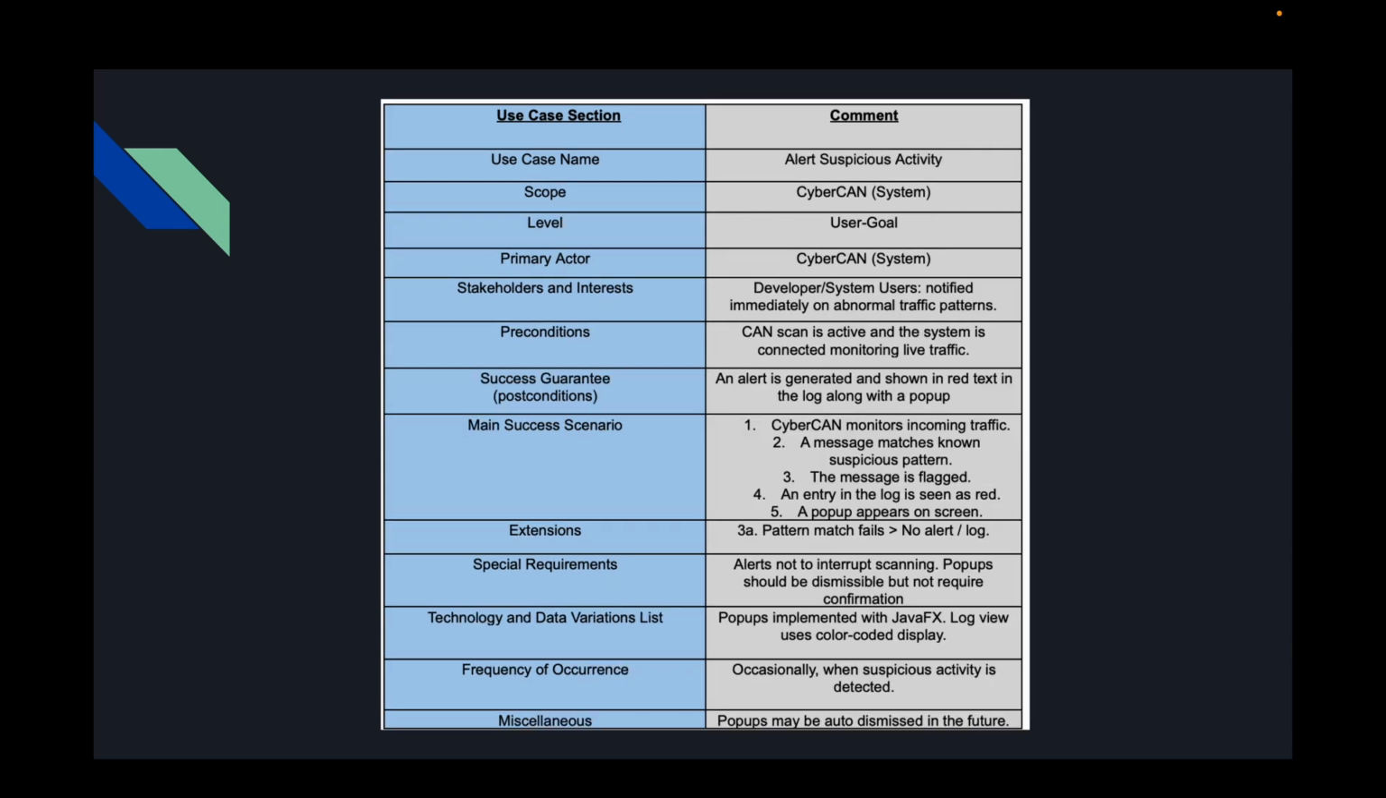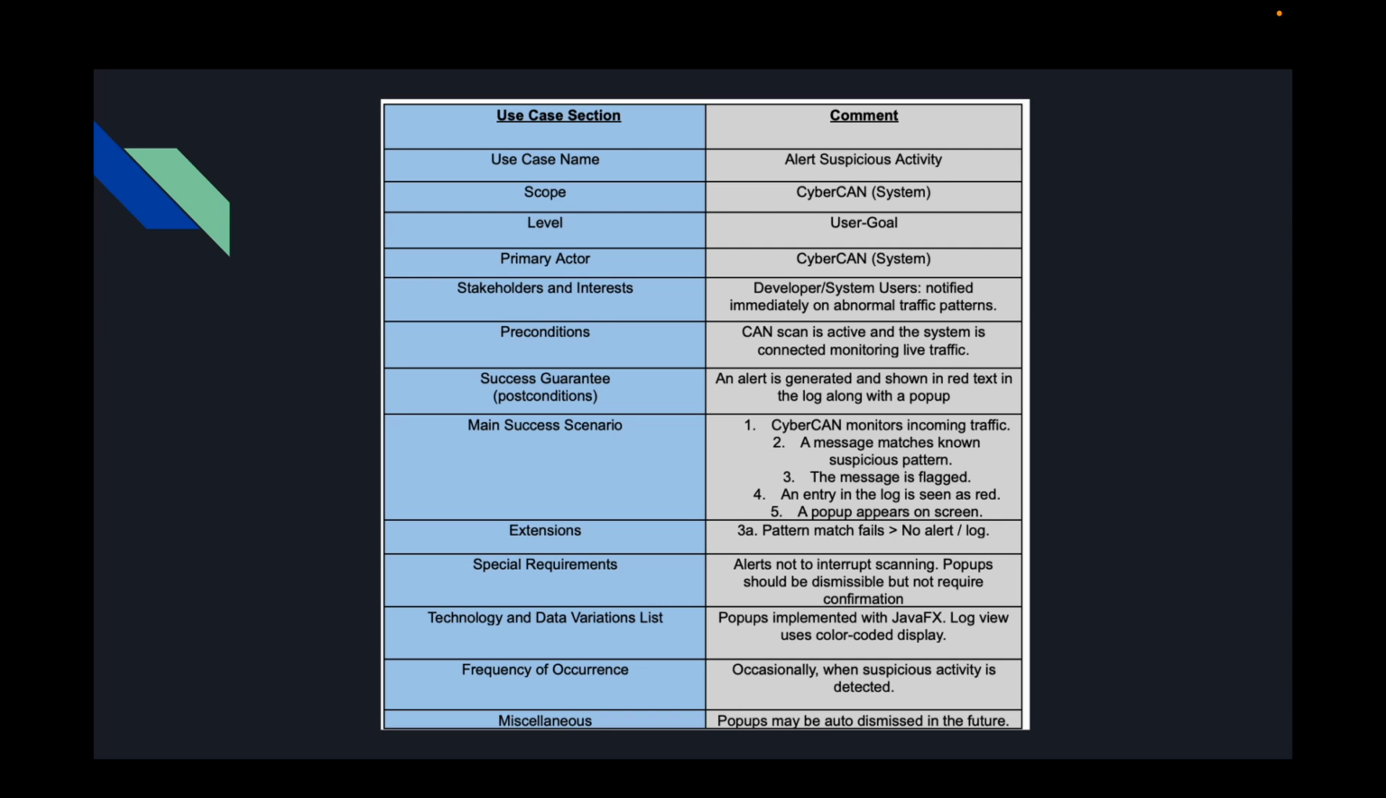The next one is alert suspicious activity. This is also used by CAN. The level is user goal. Primary actor is CAN. Stakeholders and interests are the developers and system users, so that they can be notified immediately when there's something abnormal. Preconditions is that the CAN is working. CAN scans and monitors live traffic. The post conditions is that an alert is generated and shown in red text in the log with a pop-up.